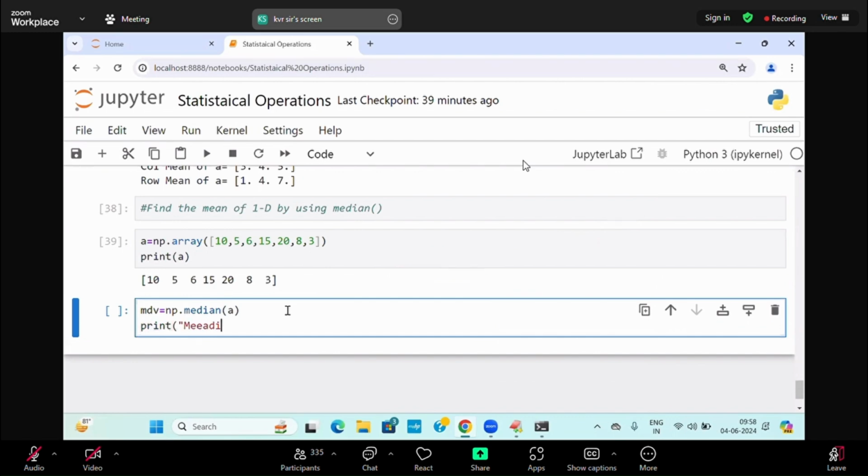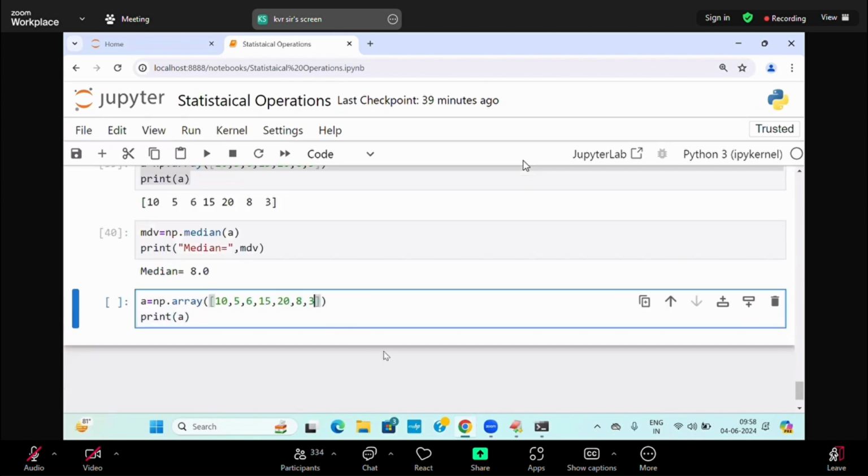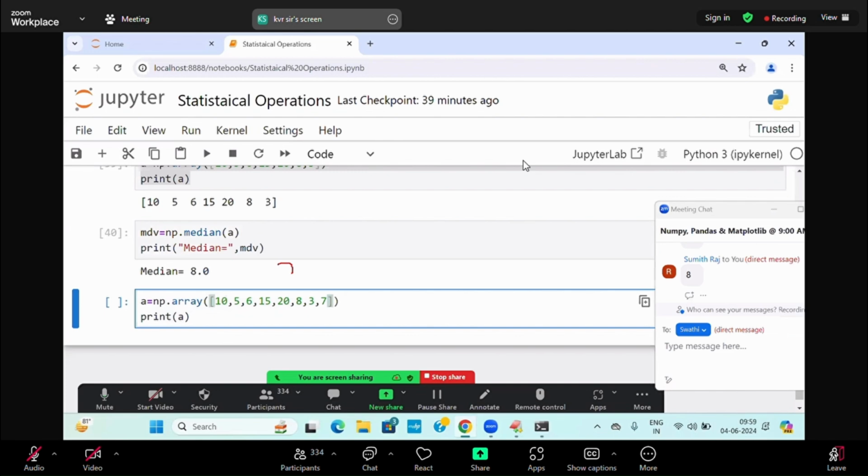So median is equal to, writing here, median comma MDV. So this is called 8. Very, very important. If I take one more element you added, say the element 7 you added, what is the sorting of the data? 3, 5, 6, 7, 8, next 10, 15, 20. So these 3 elements on one side, these 3 elements on one side, 7 and 8. This 7 and 8 is called what?